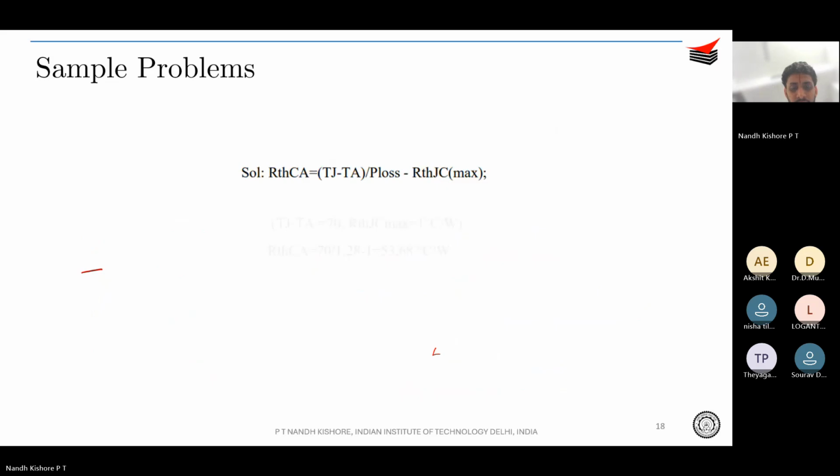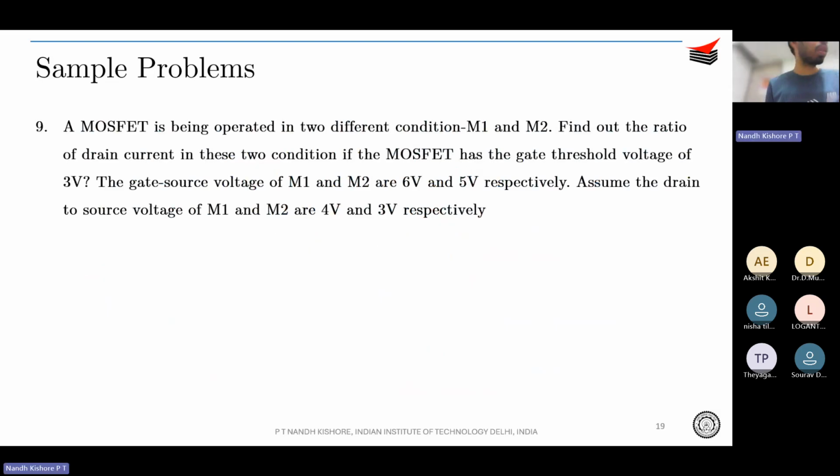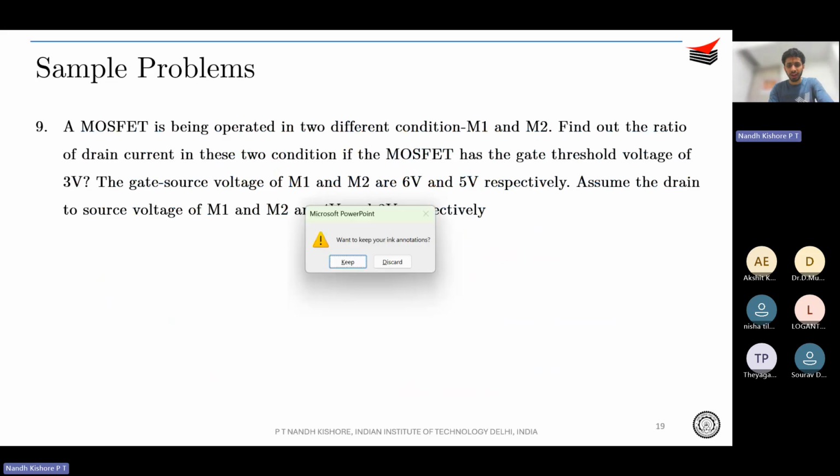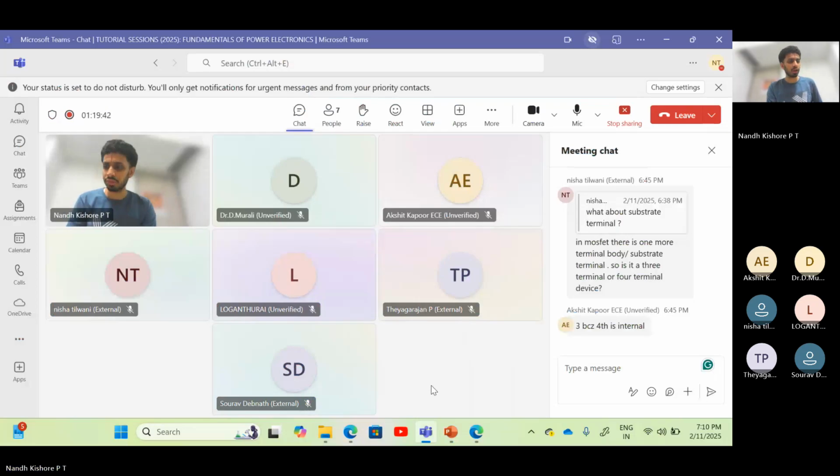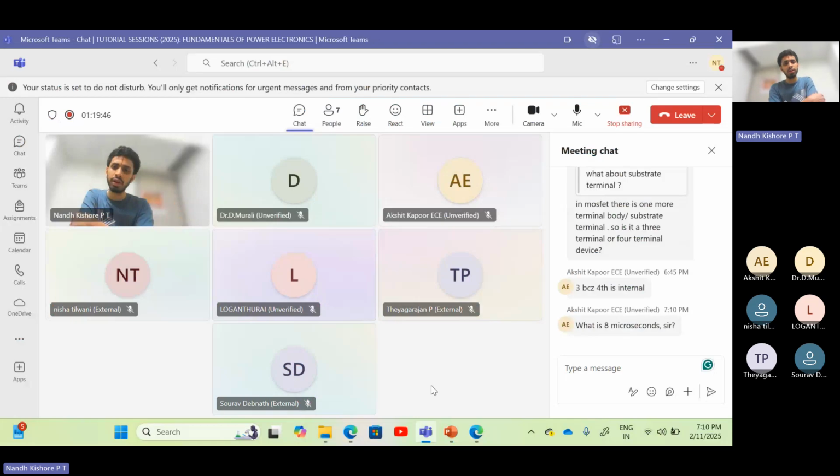Okay, yeah, so this is 53.8 degree per watt. Okay. So in this question, did you guys have any problem? I think this is a very good question that includes both your conduction loss as well as your switching loss, and also integrates your thermal. Yeah. So what is 8 microseconds?